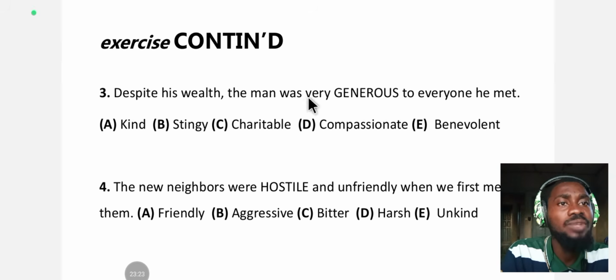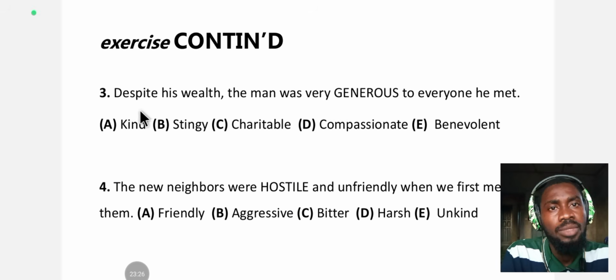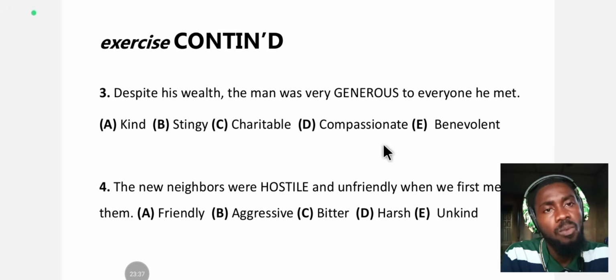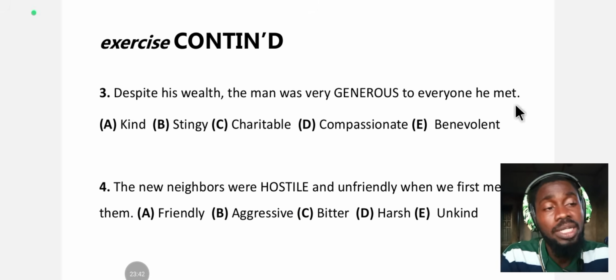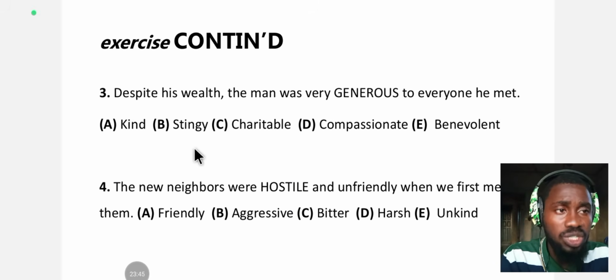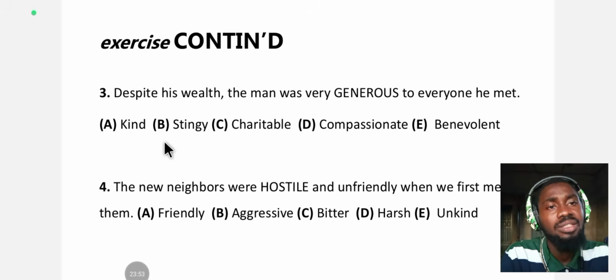Despite his wealth, the man was very generous to everyone he met. A, kind. B, stingy. C, charitable. D, compassionate. E, benevolent. What's your answer? Remember the instruction, opposite in meaning. You answered right. The correct option is B, stingy.